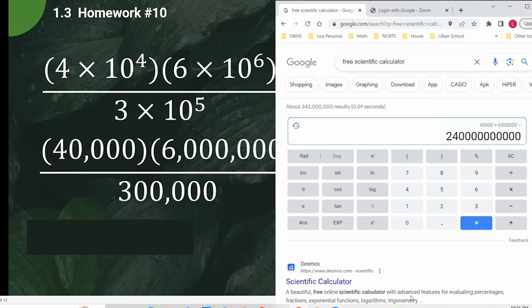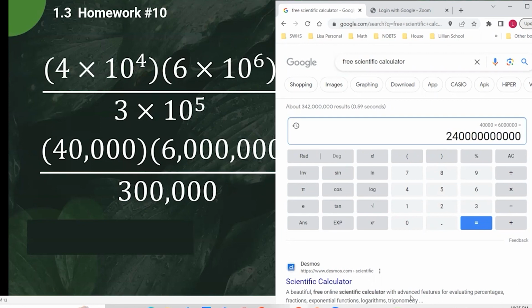And that's a really big number. I probably should write that down, but since it's in my calculator, I'm not going to worry about that. Okay, so that's your numerator. That's the 40,000 times 6 million.